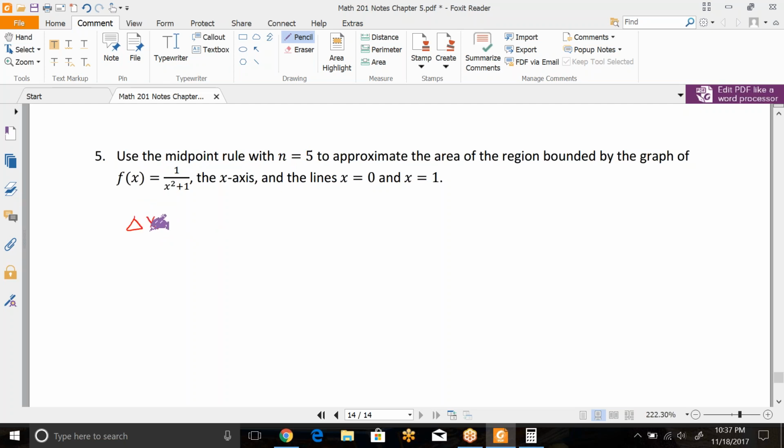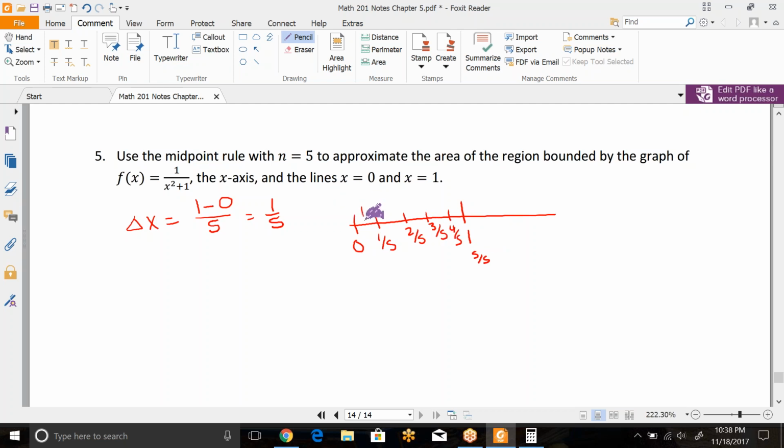So delta x is going to be, the region is from 0 to 1, so 1 minus 0 over 5 subintervals. So we are going to use a subinterval length of 1/5. I'm not going to draw the whole graph this time. I'm just going to break the 0 to 1 up into fifths. So this would be 1/5, 2/5, 3/5, 4/5, and this is 5/5, which is 1.